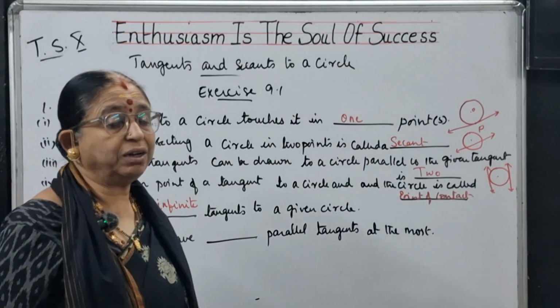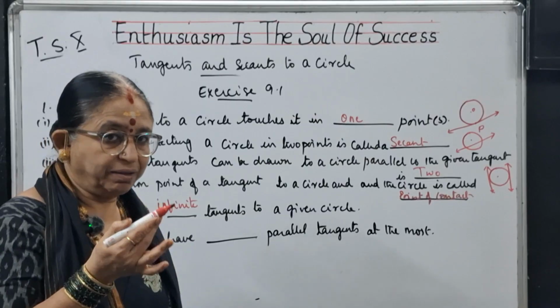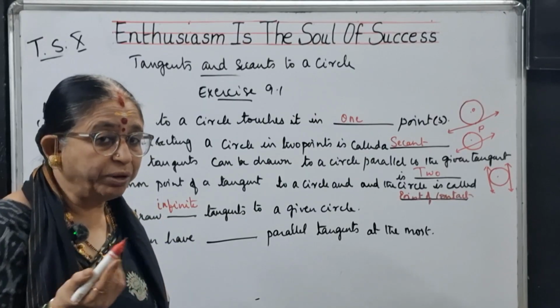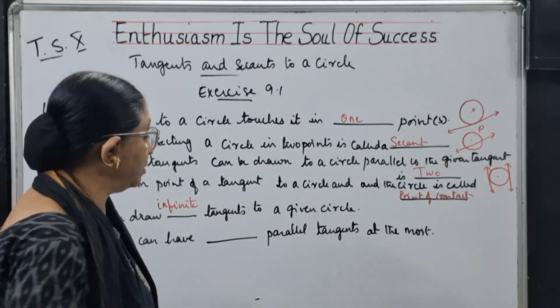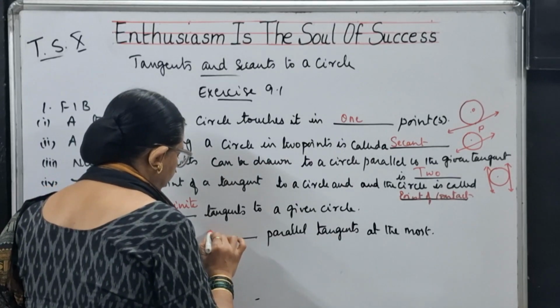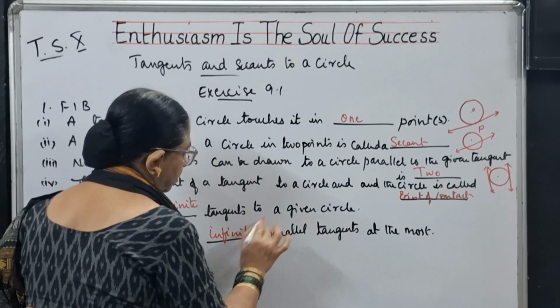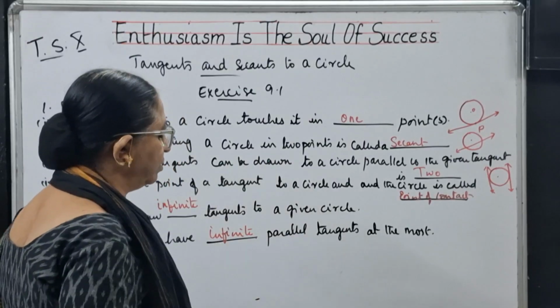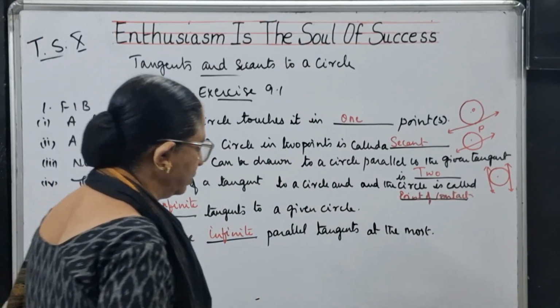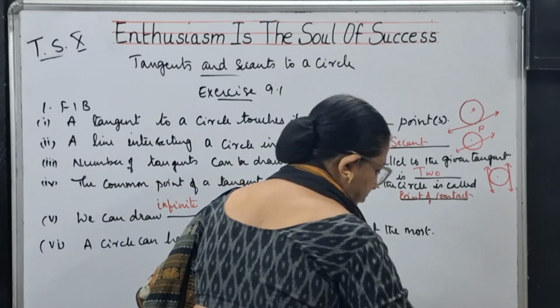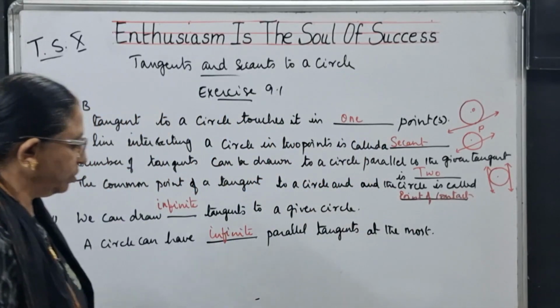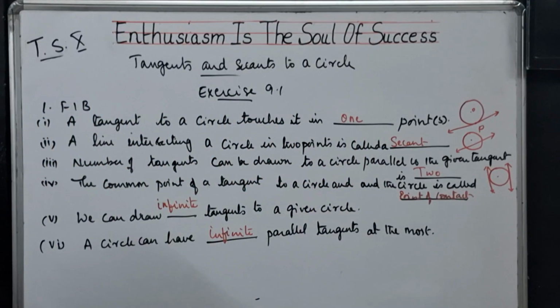Next, a circle can have dash parallel tangents at most. How many? Even that also. See, a circle has got many points, so many lines, and among them many parallel lines. So here also you can write infinite parallel tangents at the most. So these are the answers, children. Please note it down. Then I'll go to the next part of the exercise.